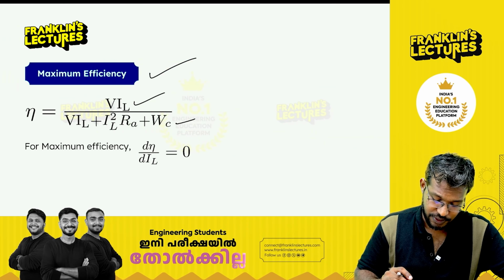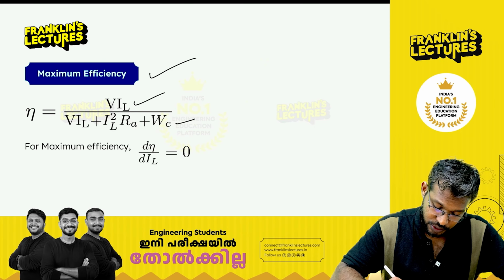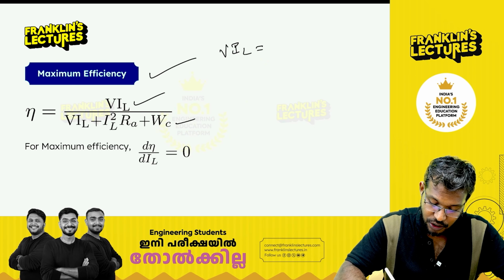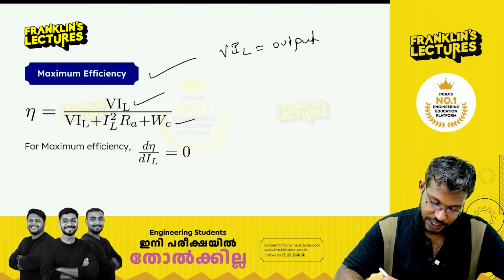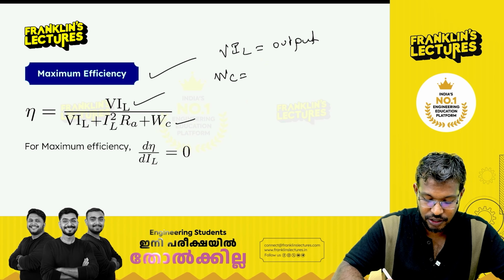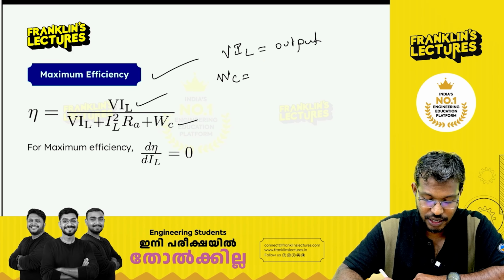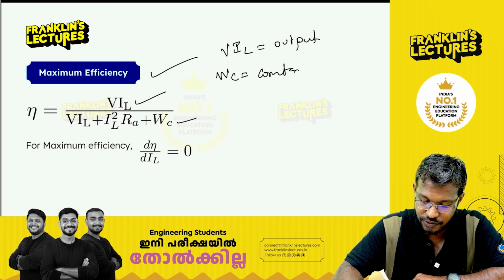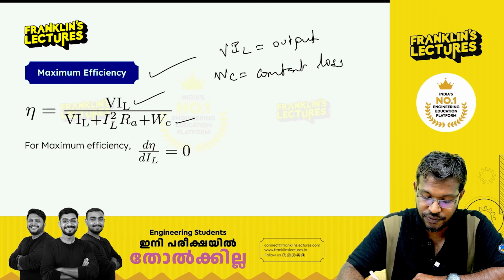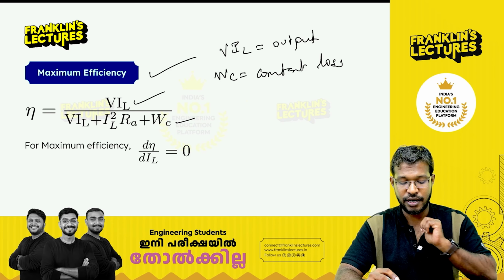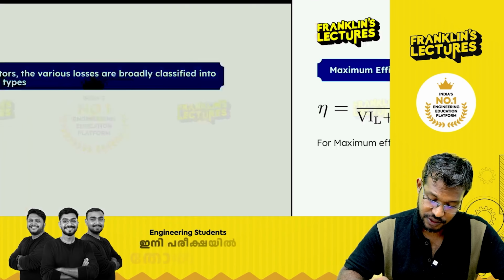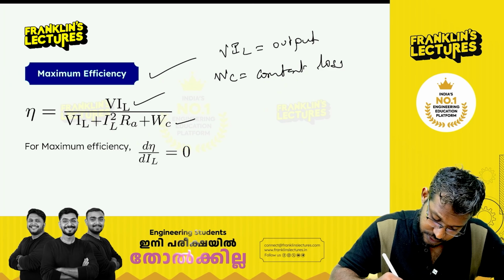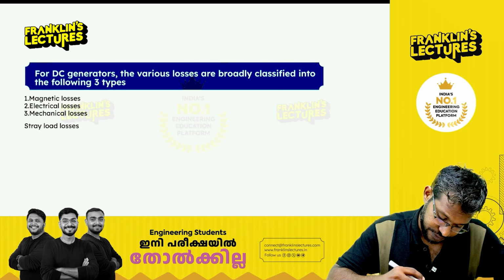We know the maximum efficiency, this is output, V into IL is the output. Then these all are the input condition. Input WC is called constant loss, the constant loss of a machine. That is in the power flow diagram, that is mechanical power.